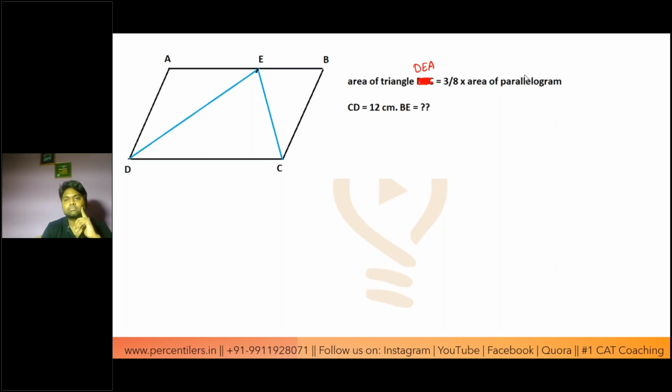Get it right. I've given you a hint also. By mistake, I gave you a hint. So it is obvious that this is a parallelogram. Nothing else is needed. And if CD is 12, AB is also 12.